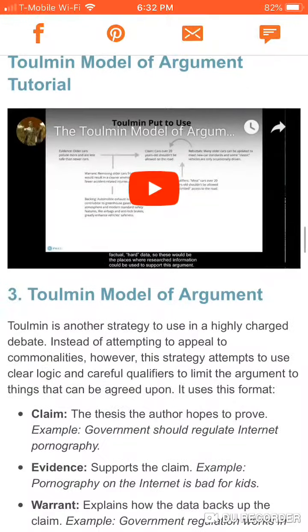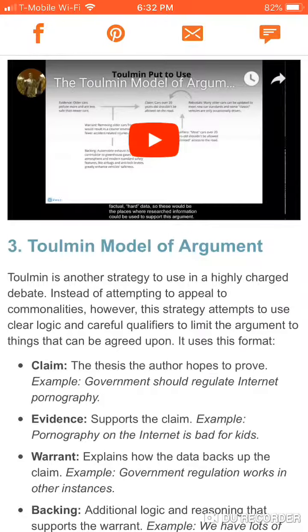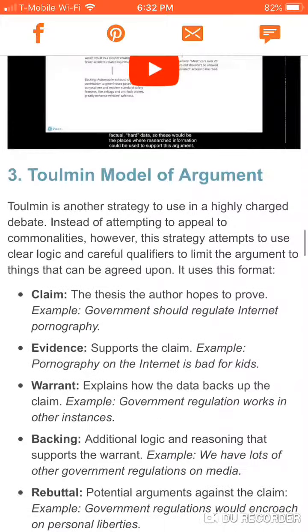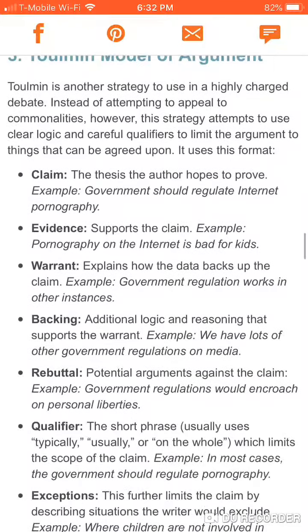Evidence: support for the claim. Example: pornography on the internet is bad for kids. Warrant: explains how the data backs up the claim. Example: government regulation works in other areas. Backing: additional logical and reasonable support. Example: we have lots of other government regulations on the media. Rebuttal: potential arguments against the claim. Example: government regulation would encroach on personal liberties.